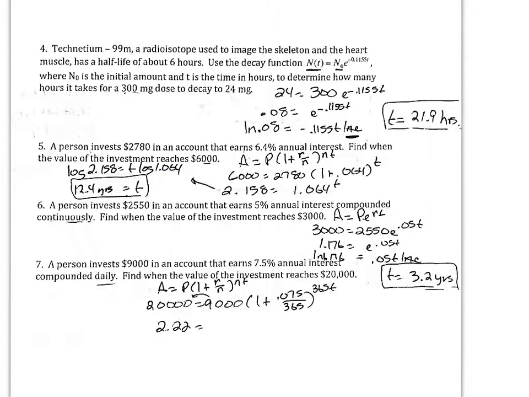Number 6 is the same way, except it's compounded continuously. Whenever you see the word continuously, you use the PERT formula, P e to the rt. Over here is what you end up with. Here's what you start with. e, rate, those there. It's this 5%. Change it to 0.05. t power. Divide both sides by 2550. You get that decimal. Because I need the exponent, you've got to log both sides. Because it's an e, I'm going to do the natural log of both sides.